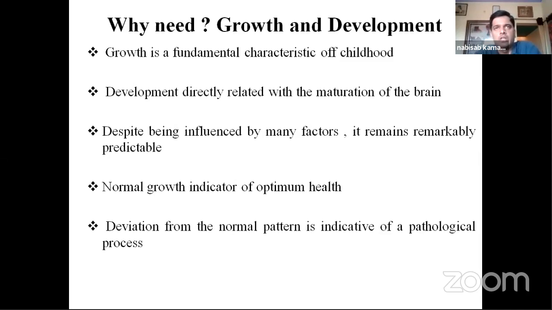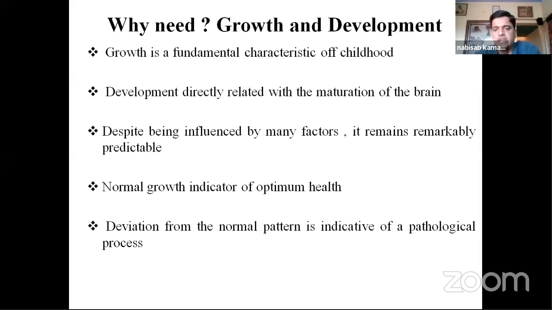In the introduction, I told that the childhood stage contains a wide range of age groups like neonates, infants, toddlers, preschool, and school-going children. They have their own physiological, pharmacological, pathological, and therapeutic values we need to remember whenever we are handling children. Growth is a fundamental characteristic of childhood, and development is directly related to the maturation of the brain. Despite being influenced by many factors, it remains remarkably predictable.